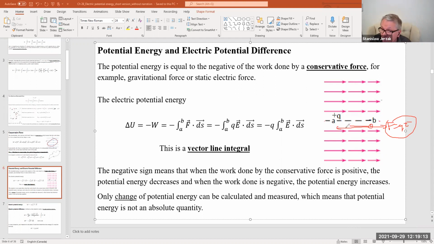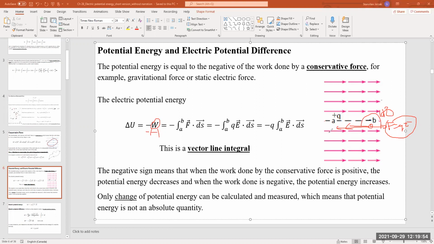Because the displacement would be to the left, the angle between the displacement and the electric force would be 180 degrees. Cosine of 180 is -1. So the electric force would do negative work. I would do positive work by pushing the charge with my hand, but the electric force would do negative work. So the work done by the electric force when the charge is moved from B to A would be negative. And this negative, with the minus sign in the formula, gives plus, which means the potential energy would now increase. Delta U would now be positive.